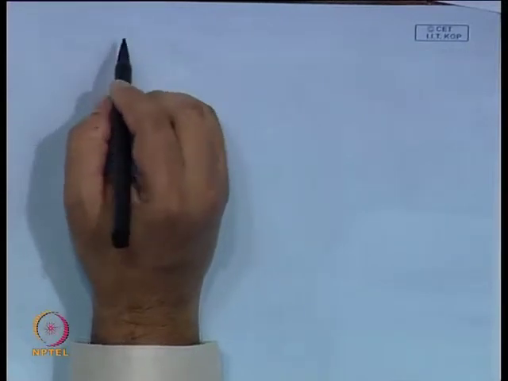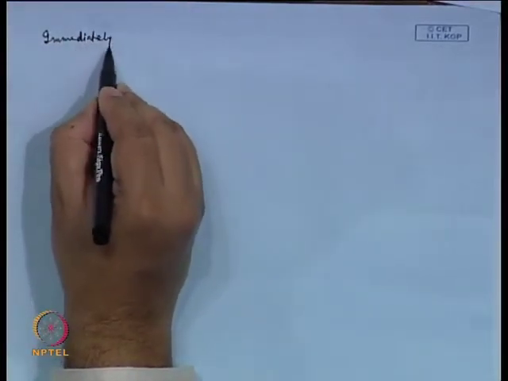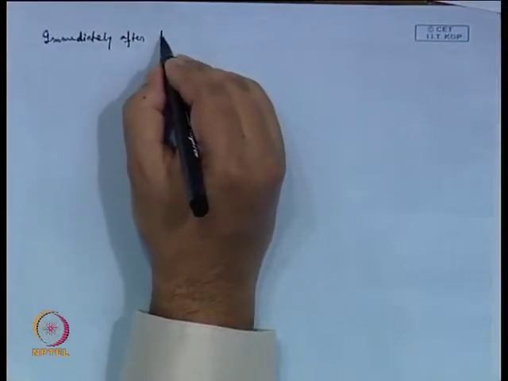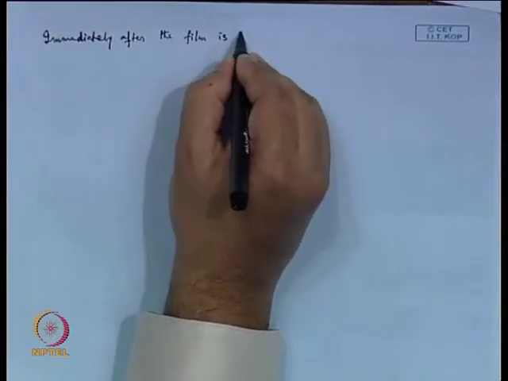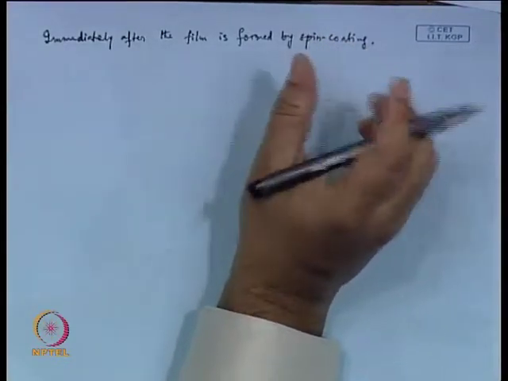There is another possibility, which is that immediately after the film is formed by spin coating. What do you do after spin coating? You generally have that liquid part evaporated, right? So after the spin coating, you put it in an oven or you let it dry. So immediately after the film is formed, when it is still wet and has not been evaporated, at that state, if you can bring the mold and put it on top, that is also another possibility.